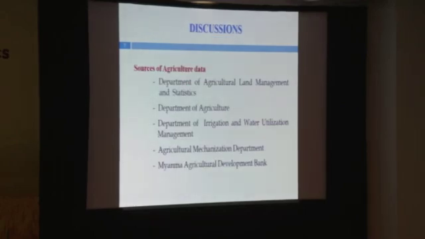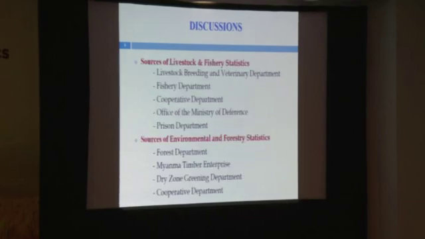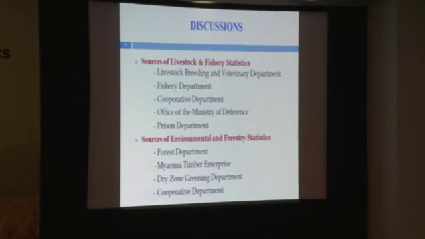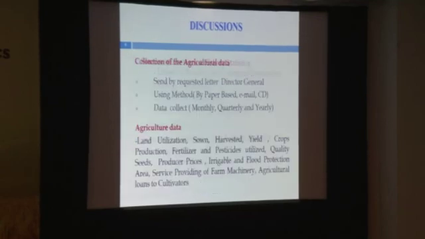The agriculture data sources are the Department of Agriculture Land Management Statistics, Department of Agriculture, Department of Irrigation and Water Utilization Management, Agriculture Mechanization Department, and Myanmar Agriculture Development Bank. Sources of livestock and fishery statistics are the livestock breeding and veterinary department, fishery department, cooperative department, office of the Ministry of Defense, and pension department. Sources for environmental and forestry are the forest department, Myanmar Timber Enterprises, dry zone greening department, and cooperative department.